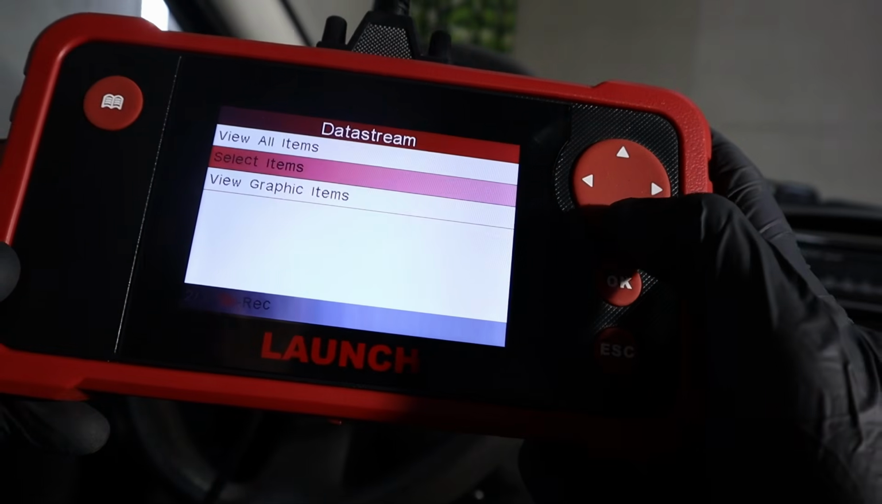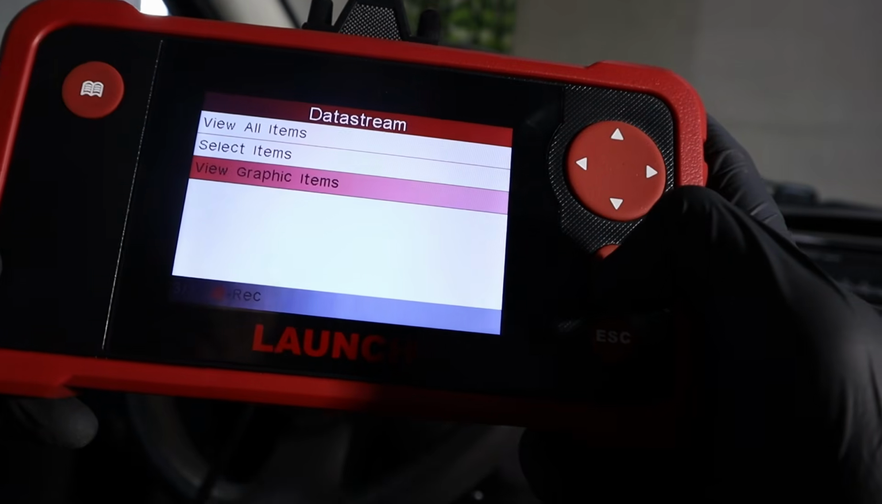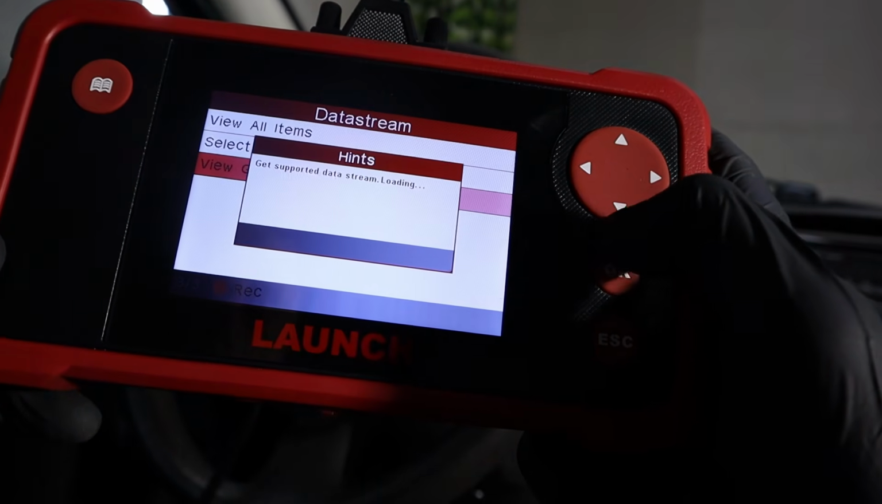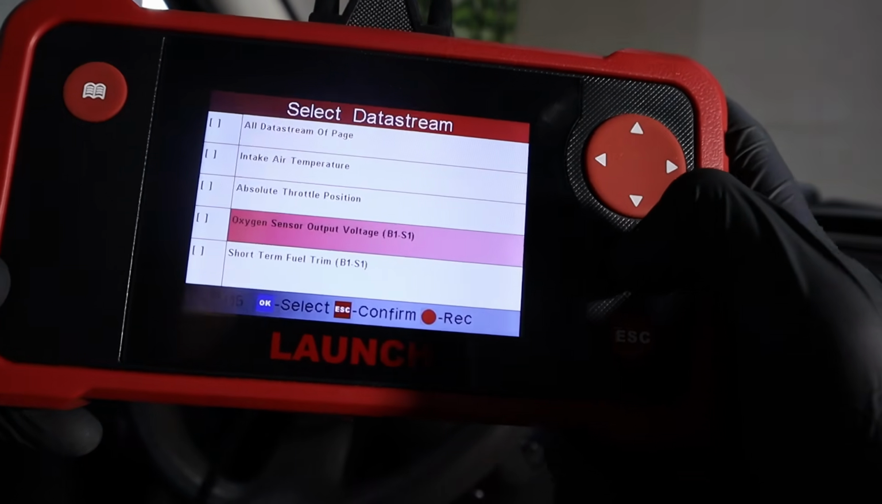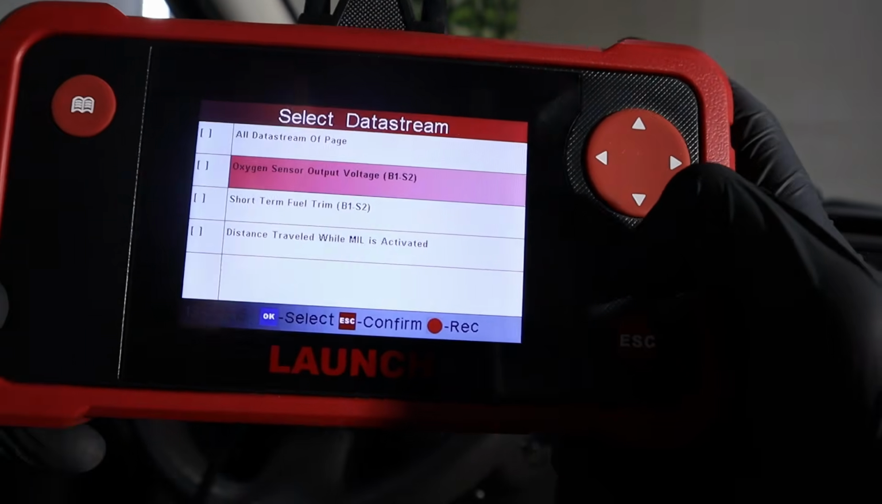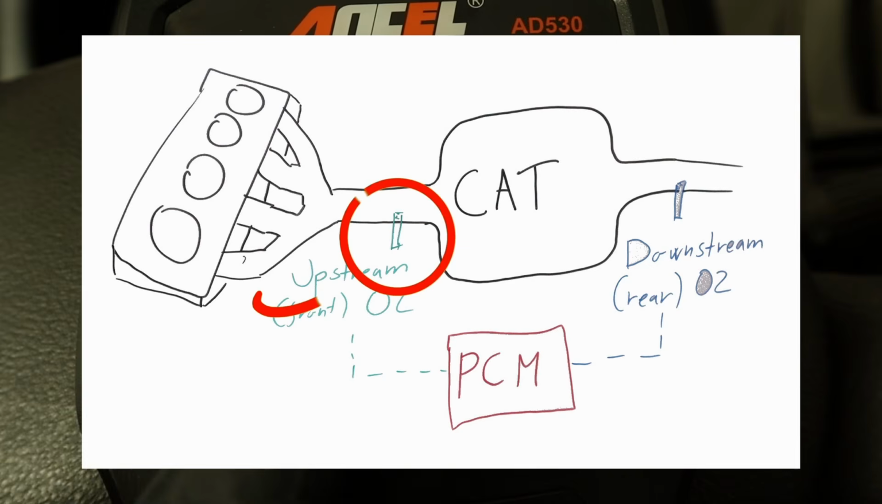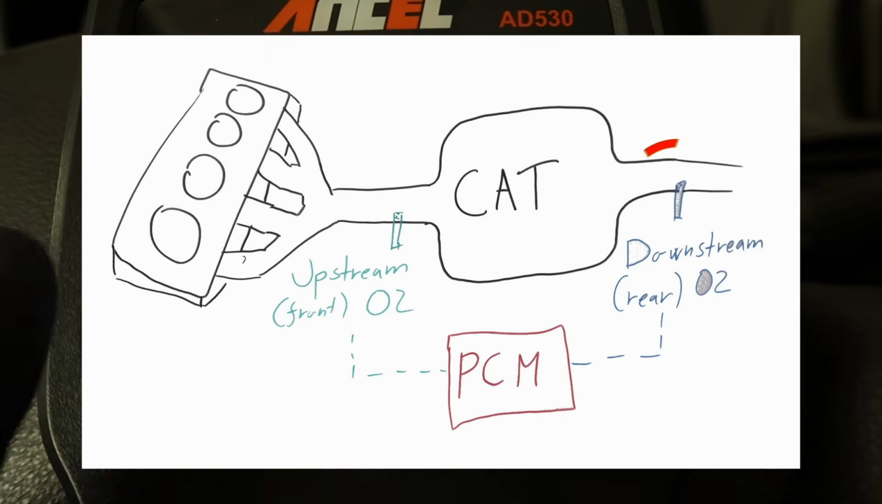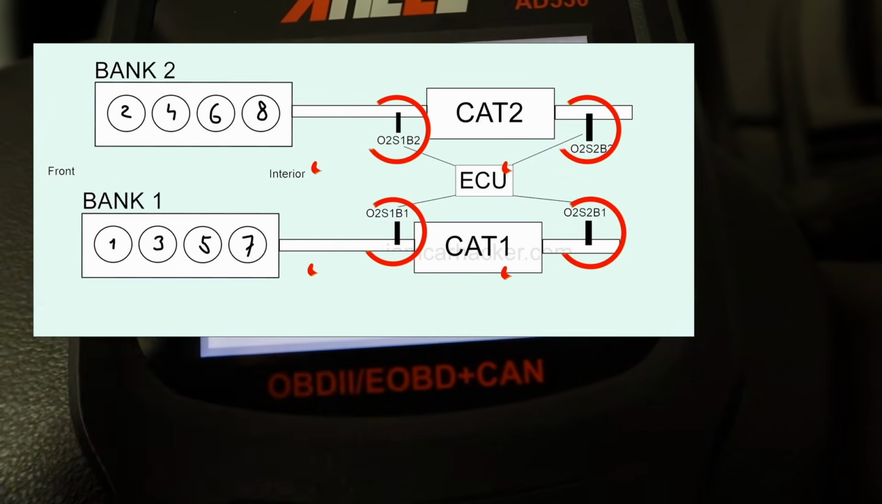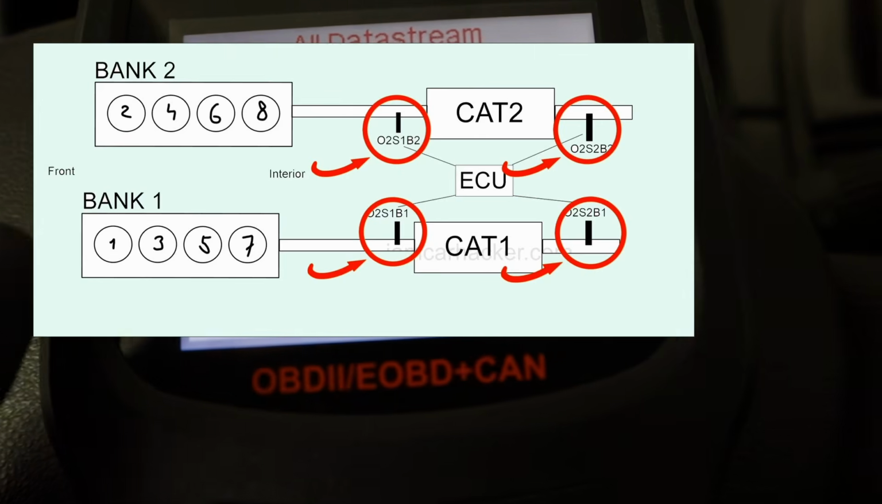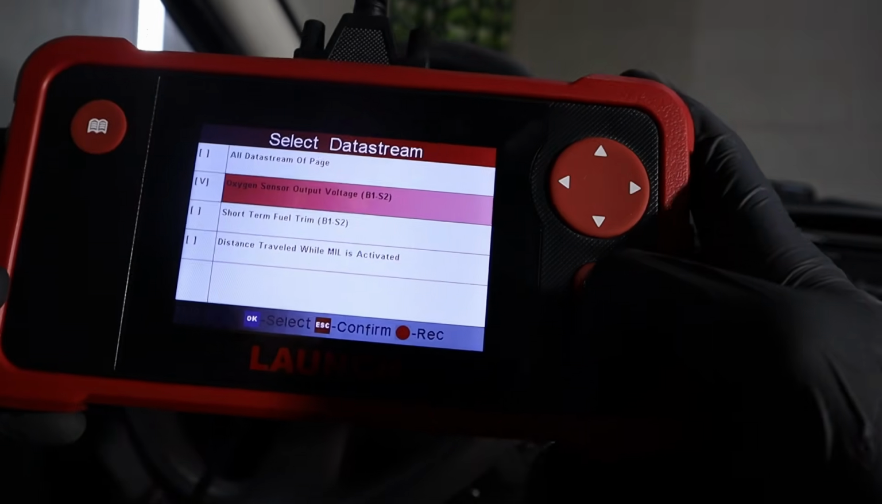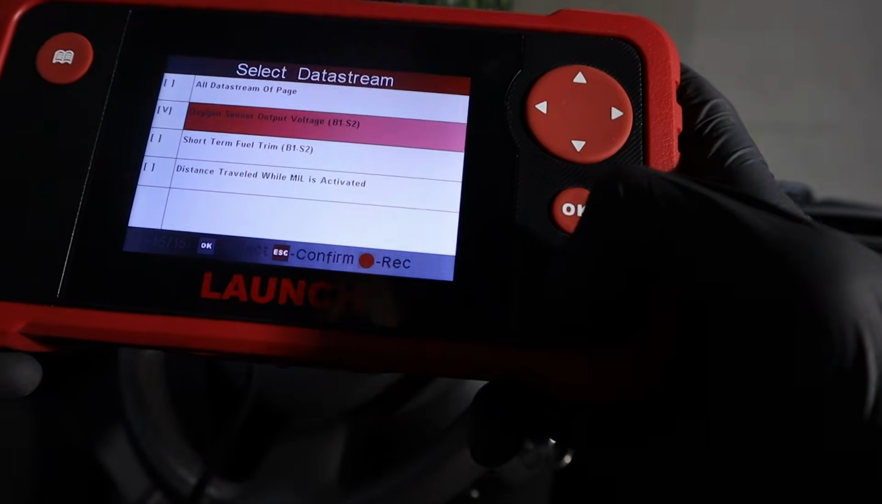So go back. Oxygen sensor data is also a very important live data parameter. Open the graphic items, oxygen sensor 1 and oxygen sensor 2. For each gasoline vehicle, you will have at least 2 oxygen sensors. If you have 1 catalytic converter, you will have 2 oxygen sensors. If you have 2 catalytic converters, you will have at least 4 sensors. This is a 4-cylinder engine, 1 catalytic converter, so 2 sensors.